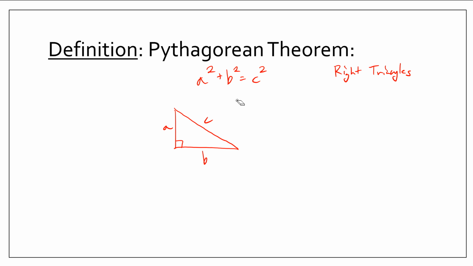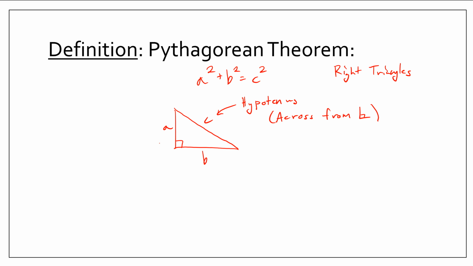Now there's a couple things we have to note. First of all, c, this is the side across from the right angle. This is called the hypotenuse. And I'll just write it's across from the right angle. That L means right angle. Across from the right angle.